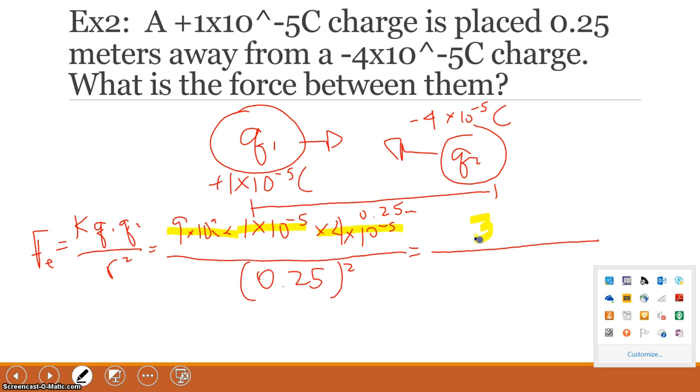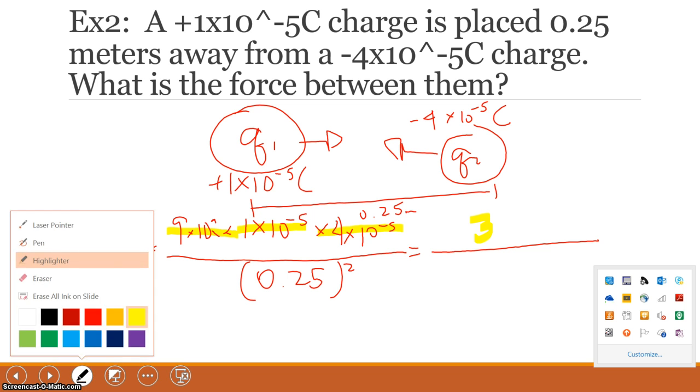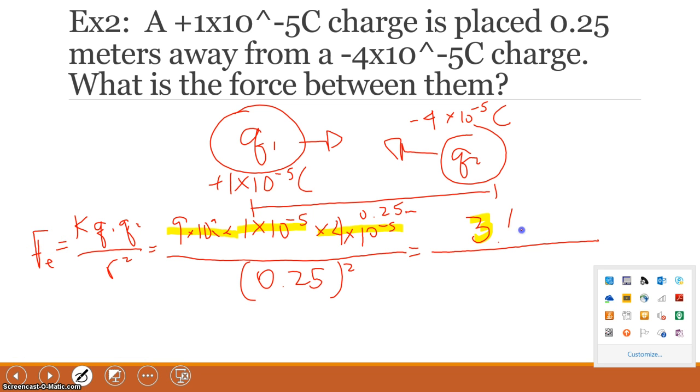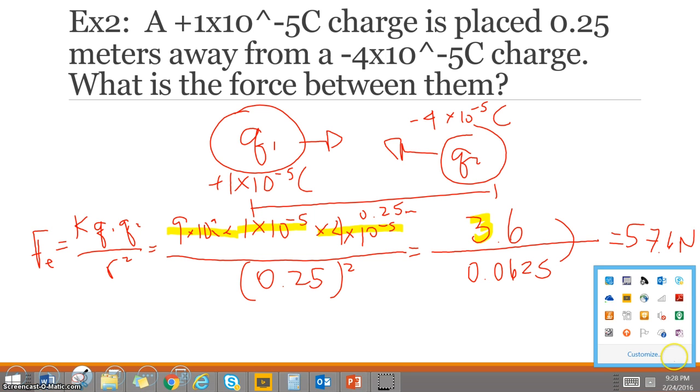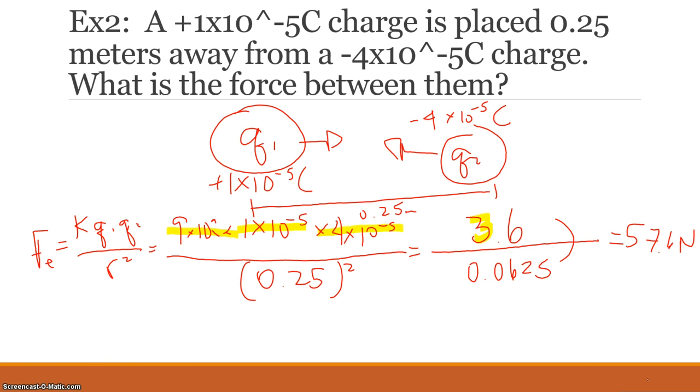That comes out to 3.6 divided by 0.25 squared. 0.25 squared is 0.0625. So these two divided gives 57.6 newtons. And that is the answer.